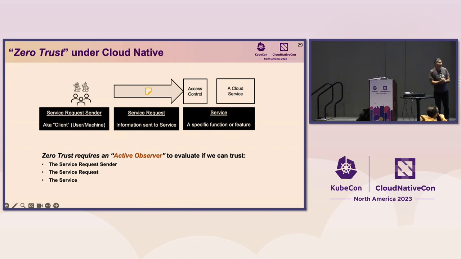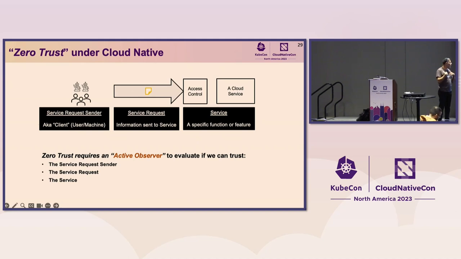So, let's look at cloud native. In cloud native, we in principle have services, we have clients approaching those services, and we have the actual service requests sent out. So between those, a service can get hacked, a service request could be malicious, and a client may be hacked and may be malicious, maybe sending us a malicious service request. So this is where we start. And again, it's my understanding that the first thing we need to do in zero trust is introduce what is called in zero trust an active observer.